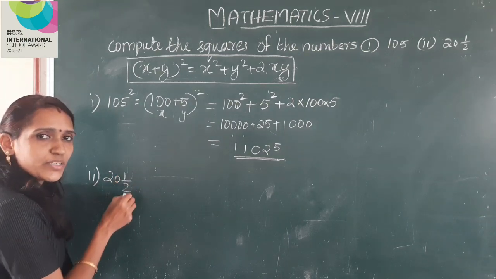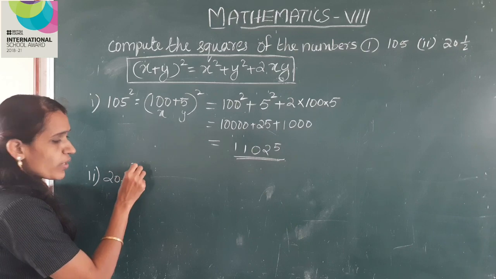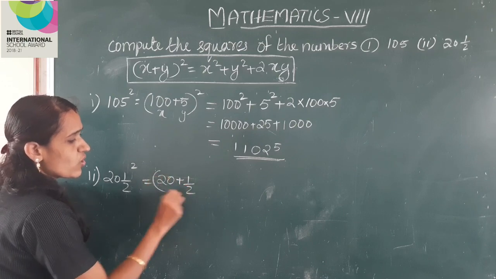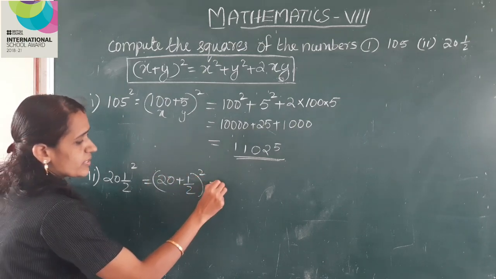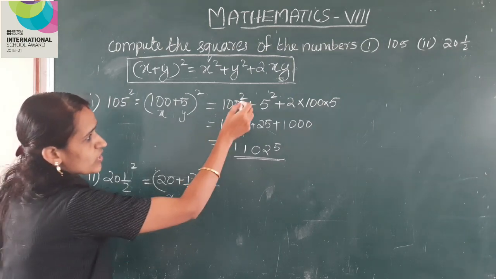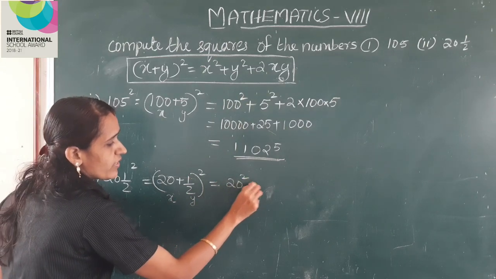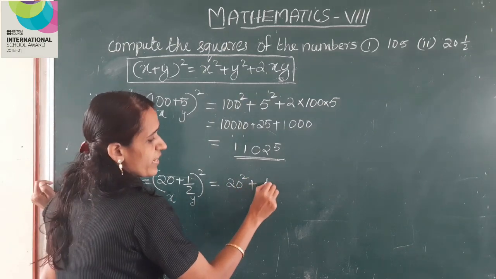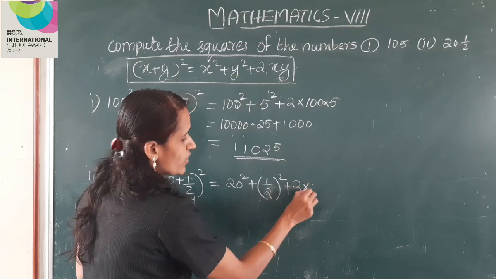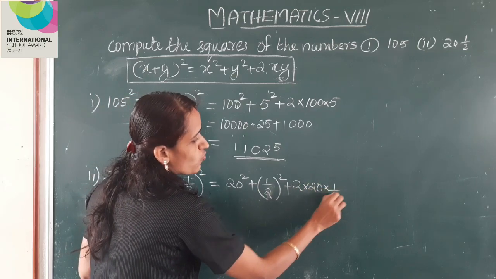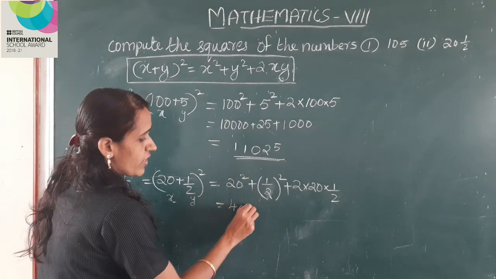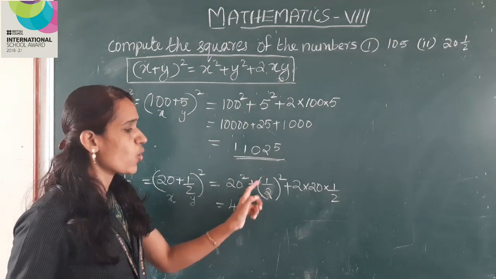The second one, 2 1/2. 2 1/2 is a mixed fraction. Its square can be written as 20 plus 1/2 whole square. Here x is 20, y is 1/2. x square is 20 square plus y square is 1/2 whole square plus 2 into x into y, here x is 20, y is 1/2. This is equal to 20 square is 400 plus 1/2 whole square.